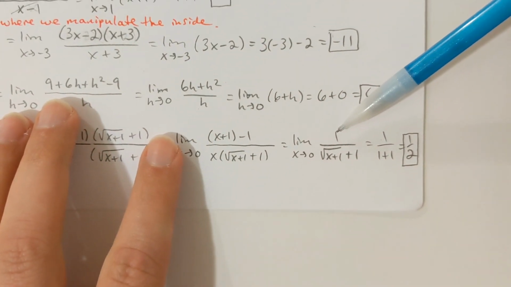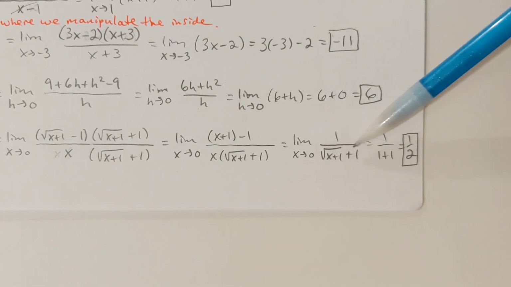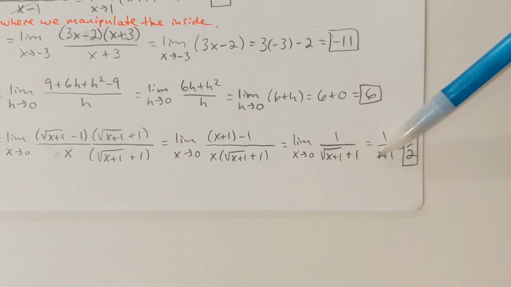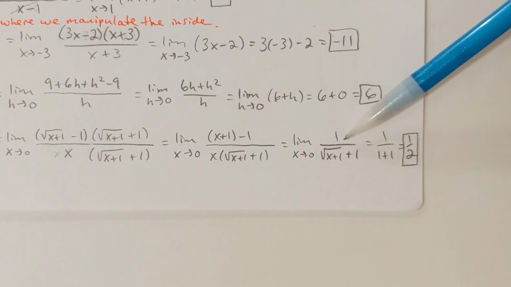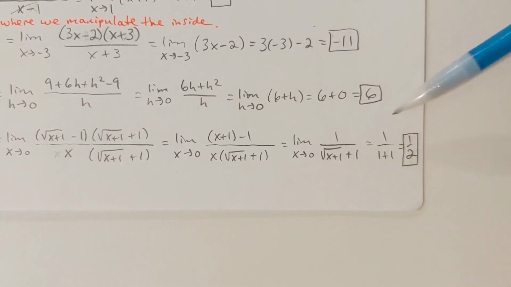And so now I'm looking at the limit as x approaches 0 of 1 divided by the square root of x plus 1 plus 1. At this point, there's no problem with directly substituting 0 into the function. I don't get 0 down under, so I've done that. Remove the limit notation. And 1 over 2, so 1/2 would be the answer to that problem.